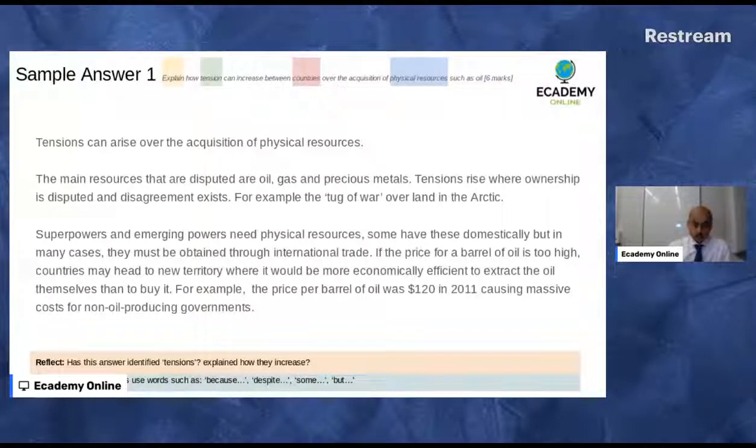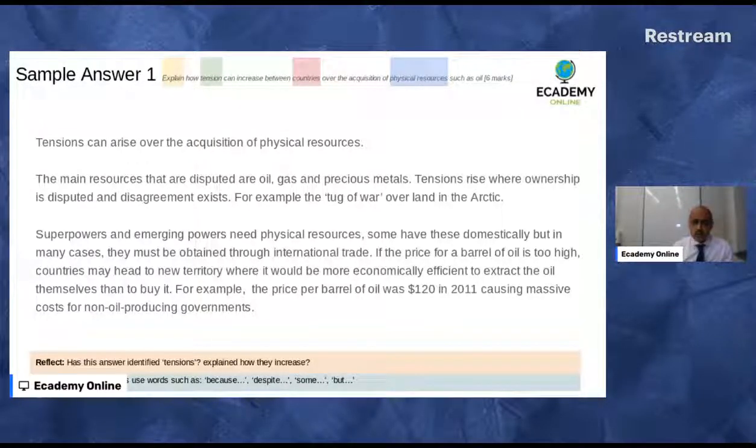The third sentence, much longer. So superpowers and emerging powers need physical resources. It would have been nice perhaps to just put in brackets USA and then for emerging powers perhaps put China. Needs physical resources. Some have these domestically in many cases, they must be obtained through international trade. Okay, so making a valid point. If the price for a barrel of oil is too high, countries may head to new territory where it would be more economically efficient to extract the oil themselves or buy it.